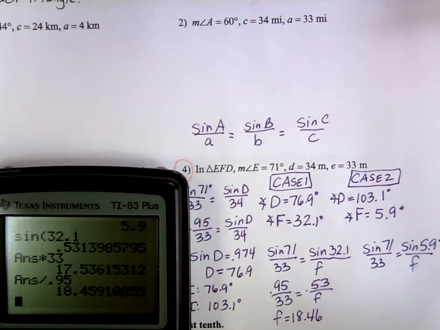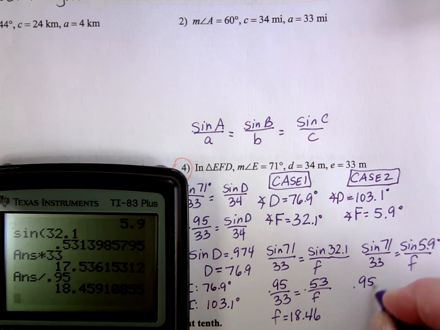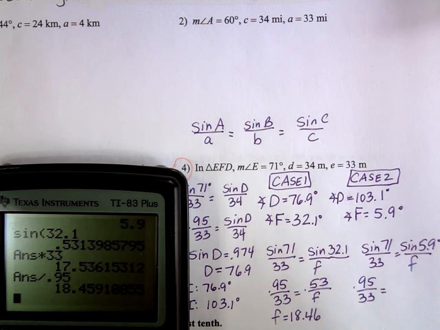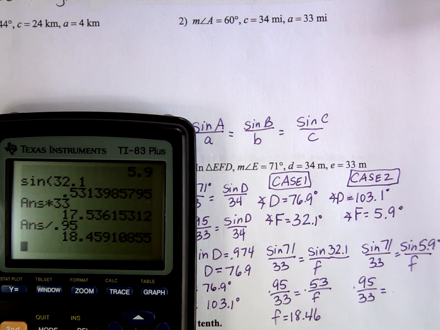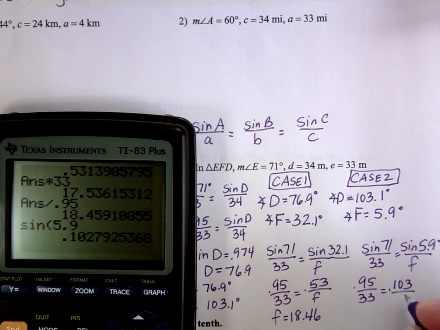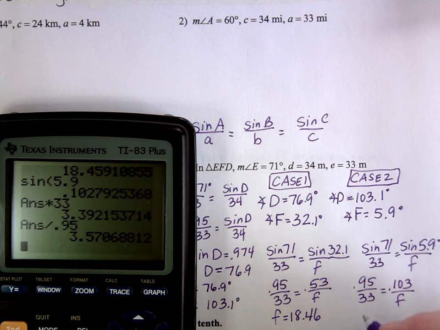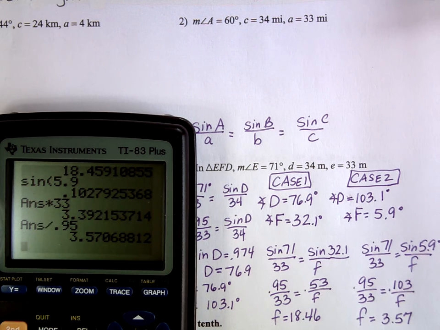All right, so I already know the sine of 71 is 0.95 over 33. I don't know the sine of 5.9, so let's get it. 0.103 over little f. If I take that times 33 divided by 0.95, that gives me my little f. Little f would be 3.57. All right, so that is the answer to number 4.